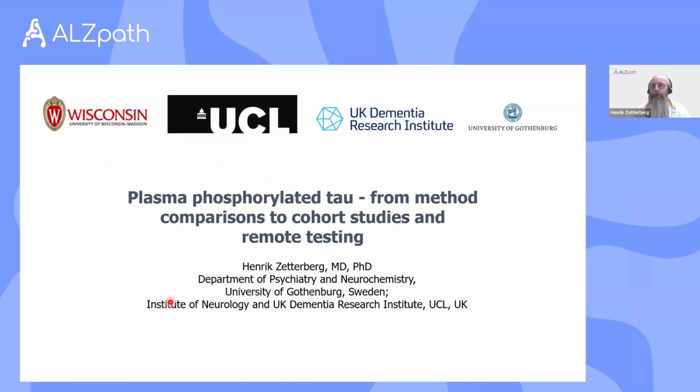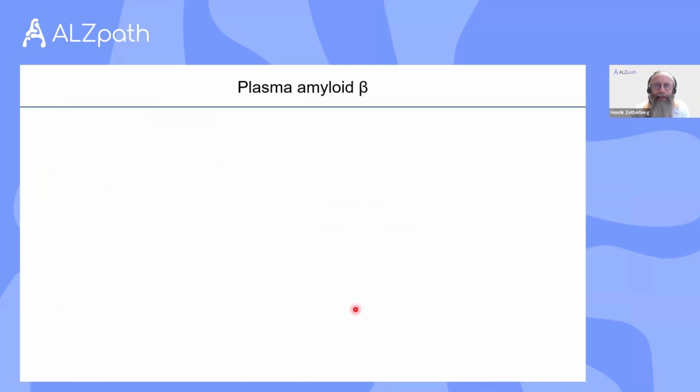So I was asked to talk a little bit about plasma phosphorylated tau from method comparison studies to cohort studies and remote testing. And since this is about Alzheimer's diagnostics, I wanted to start with amyloid, of course. Amyloid plaque pathology is the defining feature of Alzheimer's disease. And then one could think that it would be reasonable to measure a plasma amyloid beta biomarker if one wants a blood test for Alzheimer's disease.